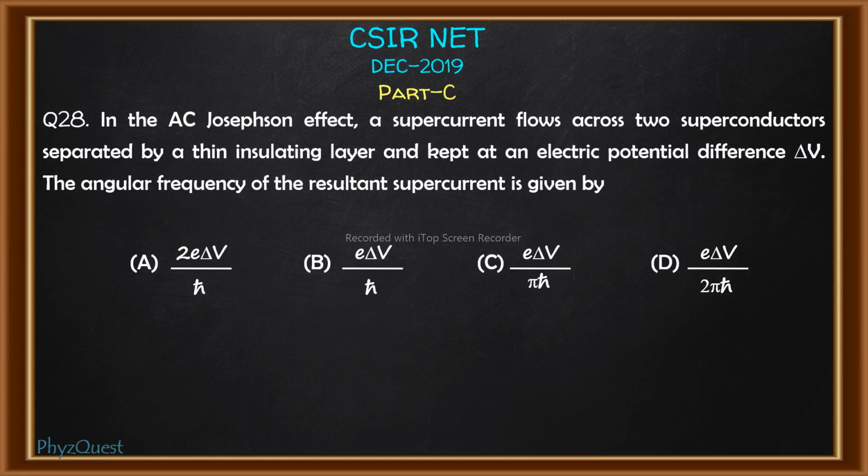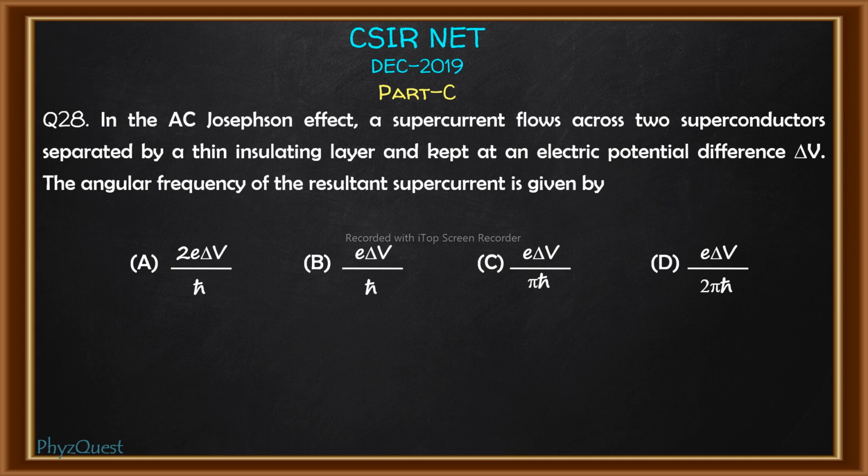The question is, in the AC Josephson effect, a supercurrent flows across two superconductors separated by a thin insulating layer and kept at an electric potential difference delta V. Now we need to find the expression for the angular frequency of the resultant supercurrent. Four options are given and we need to choose the correct option.